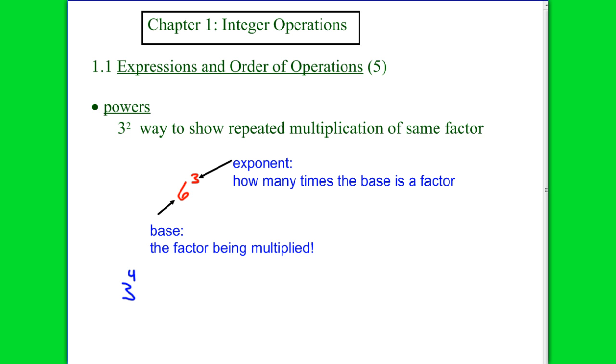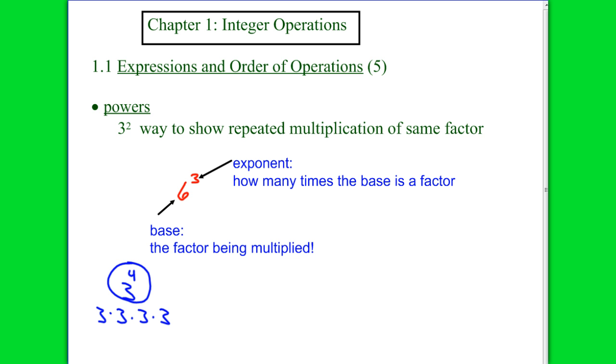Matthew? 3 times 3 times 3 times 3. Very good. There's expanded form. This first form here is called exponential form. It's written with an exponent. The next form is called expanded form. And then finally, how else could we write this expression?